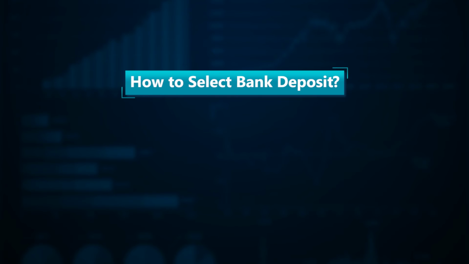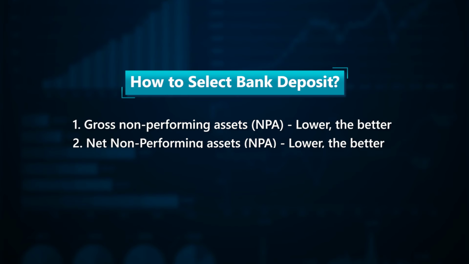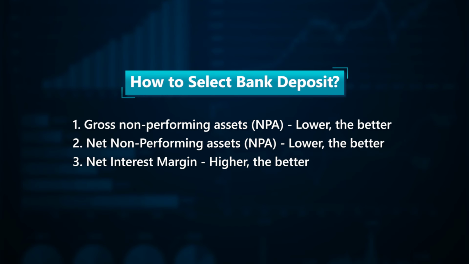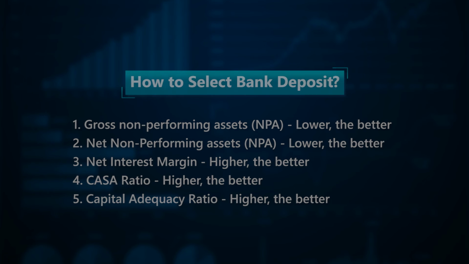Let me quickly summarize. The 5 key numbers to look at are gross NPA, net NPA, net interest margin, CASA ratio, and capital adequacy. Lower the gross NPA, the better. Lower the net NPA, the better. Higher the CASA ratio, the better. Higher the net interest margin, the better. Higher the capital adequacy, the better.